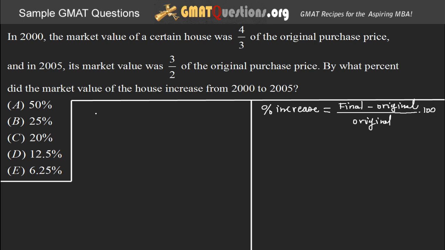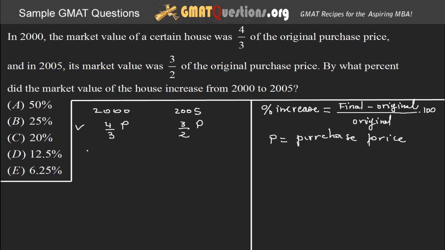So what we're going to do here is say that we have 2000 and we have 2005. Okay, now if we call P the purchase price of the house, we can say that the market value, if you want, let's call it V, is going to equal 4/3 of P in 2000. And then in 2005, it's going to be equal to 3/2 of P.